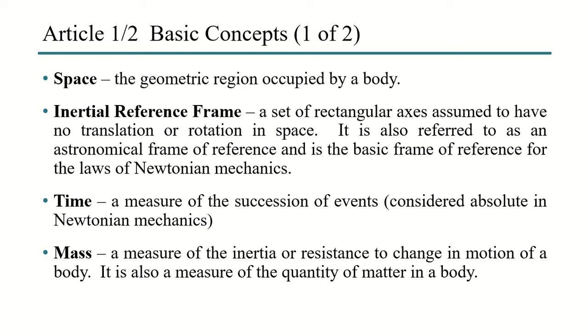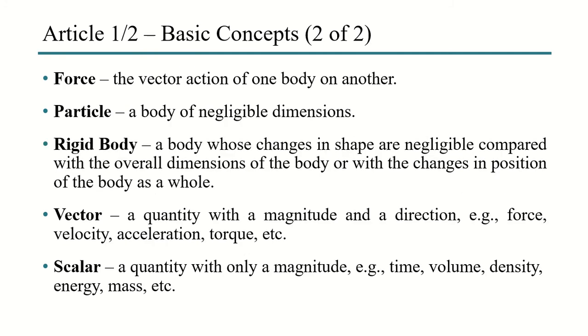Mass is a measure of the inertia or resistance to change in motion of a body. It is also a measure of the quantity of matter in a body. Force is the vector action of one body on another. So it has magnitude and direction. Then particle is a body of negligible dimensions.